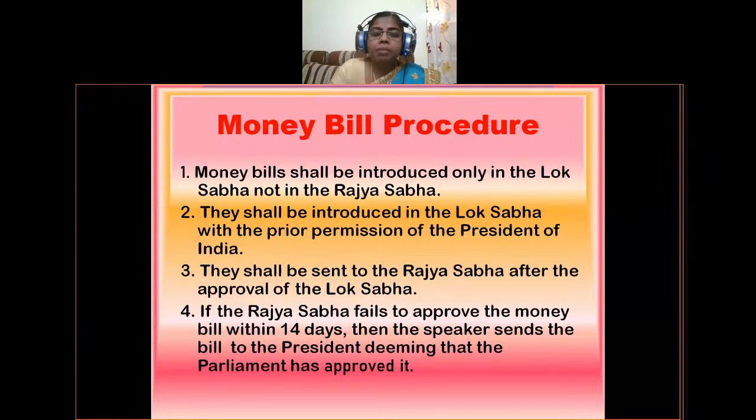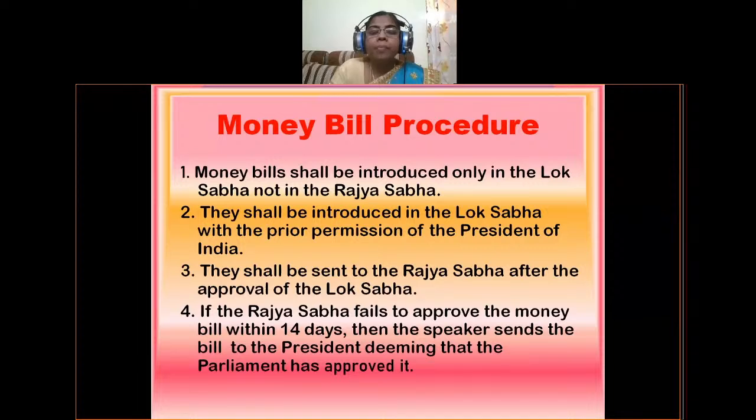That means Rajya Sabha does not have the power to resend the bill or to demand modifications on the money bill. If the Rajya Sabha fails to approve the money bill within 14 days, then the Speaker sends the bill to the President, deeming that the Parliament has approved it. So after 14 days, whether Rajya Sabha approves or not, it can be sent to the President of India for his assent. That is the difference between a money bill and an ordinary bill.